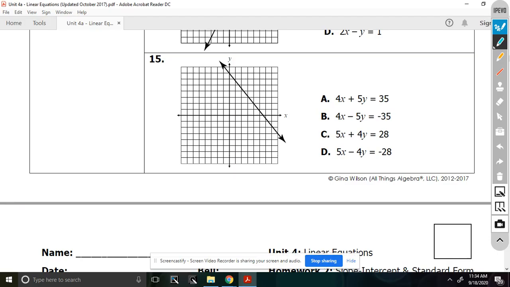Alright, so 15 is our last one of the day. Okay, I'm going to put a point here and a point right here. So I'm going to go down 1, 2, 3, 4, 5 over 4. So my equation is going to be y equals negative 5 over 4x. And I'm going to go up 1, 2, 3, 4, 5, 6, 7. I'm going to go plus 7.